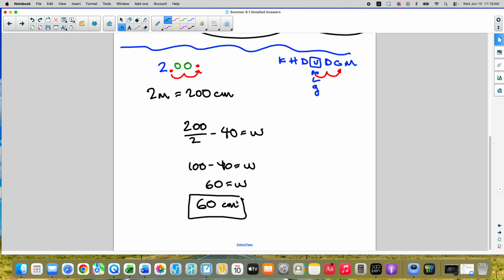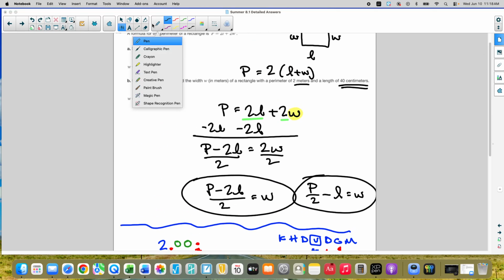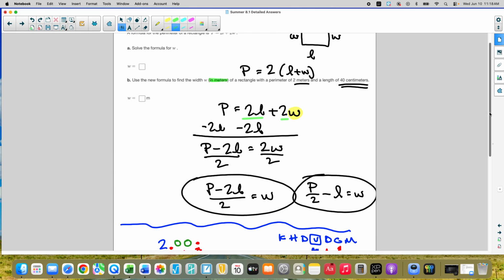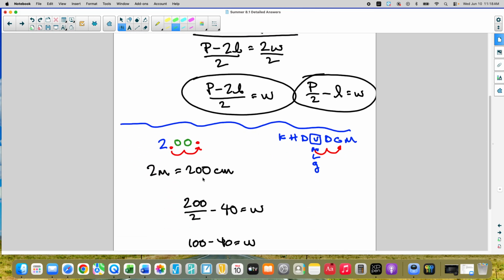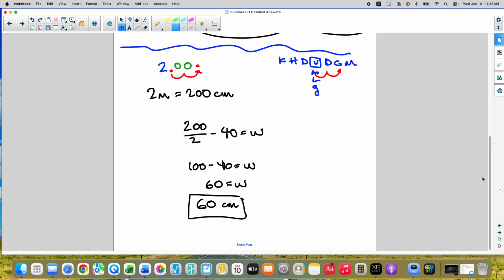Find the width in meters. So sorry. Now, reading the directions, it wants it in meters. So that was kind of dumb of me to convert it to centimeters when I should have been converting it. But that's okay. This was nice. It worked. We just need to now convert that to meters.